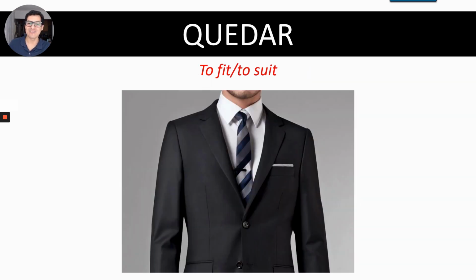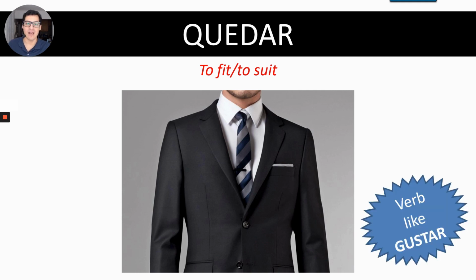Now we are going to study the verb quedar as to fit or to suit. In this case, the verb quedar is going to work as a verb like gustar. If you're wondering what a verb like gustar is, our methodology teaches that we have 3 types of verbs in Spanish. One type is verbs like gustar. If you would like to know more, I am going to link a video here on this side.